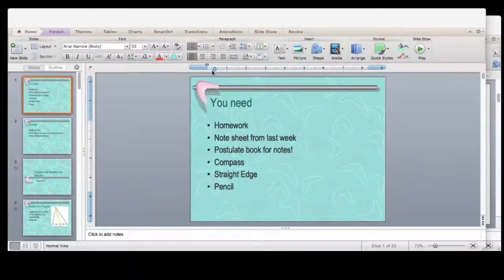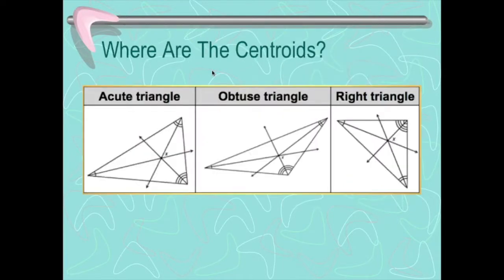Here's the next one. Now that we know about the centroid, I have pictures of 3 different kinds of triangles. I have an acute triangle here, and it's got 3 medians. I've got an obtuse triangle with 3 medians and a centroid, and a right triangle. When you were doing your orthocenters and your circumcenters, when they would meet at their point of concurrency, they weren't always inside the triangle. Sometimes they were kind of weird and outside the triangle.